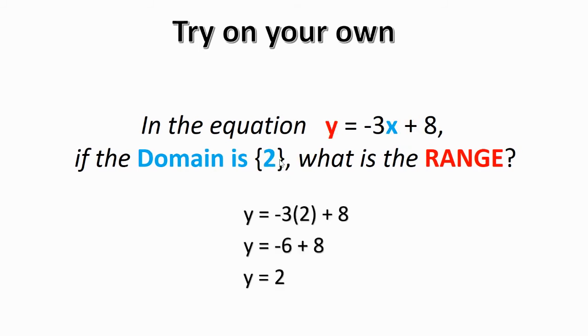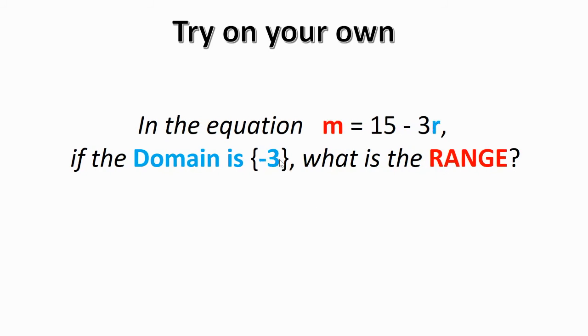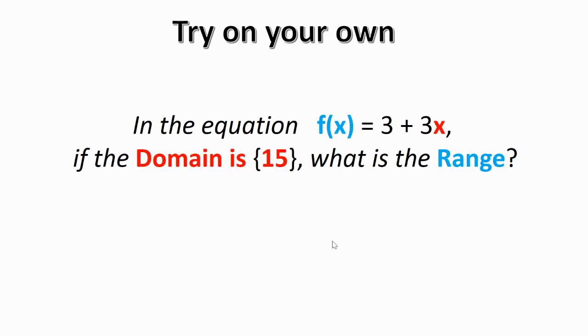Okay? We're going to do the same thing here. Got m equals 15 minus 3r. You're going to plug in that negative 3, right? Because this is your x value. You're going to plug it right there for the r. And then you're going to have 15. Now, negative times a negative is a positive 9. And so you got 15 plus 9 is 24.